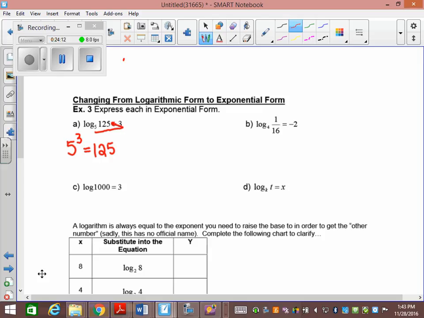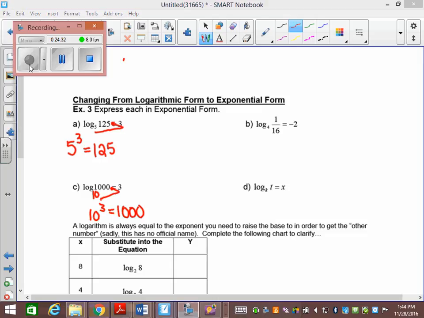So if ever I see a basic log like this, I instantly write the base 10 below so that when I go to change this to exponential, I just go 10 to the 3 equals 1,000. But if I don't have that base, then people sit for a while. So if it's missing a base, I just put a base 10. So you try the other two. So then here I'm going to go 4 to the negative 2 equals 1/16. And then k to the x equals t.